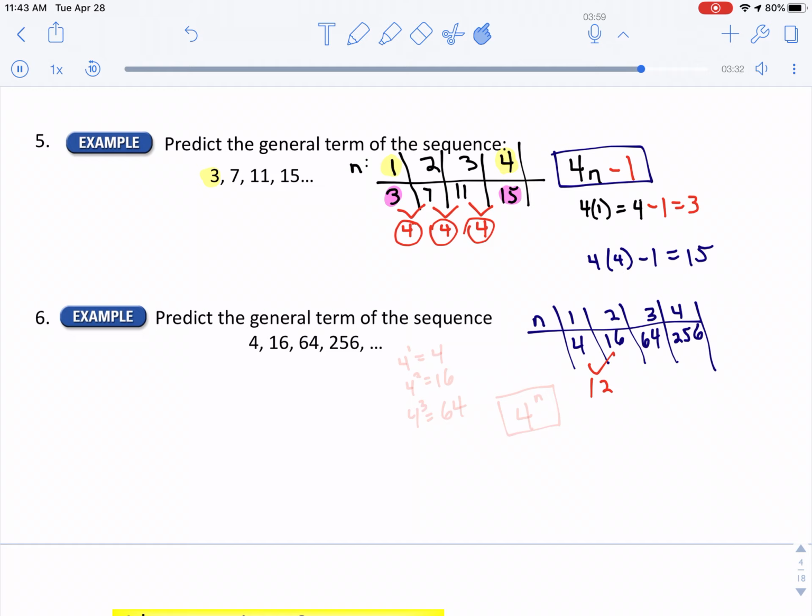All right, let's see. 4 to the first power is 4. 4 to the second power is 16. 4 to the third power is 64. So my general term would be 4 to the n power, and that's the answer. And that's how we write a general term for an algebraic sequence.